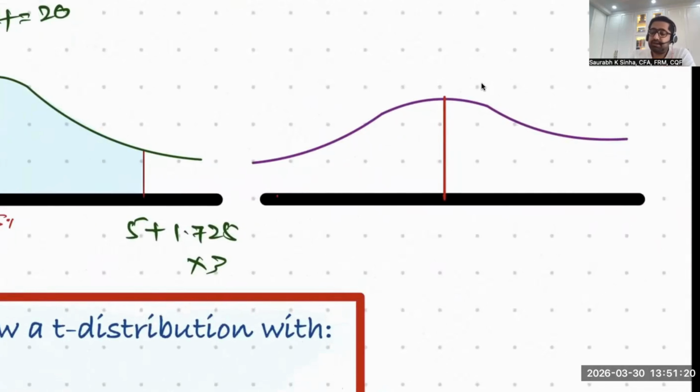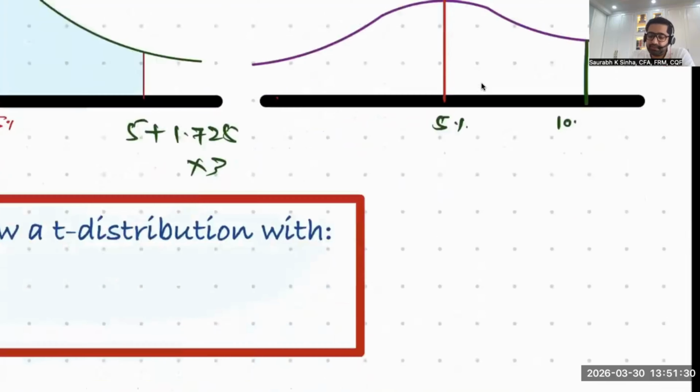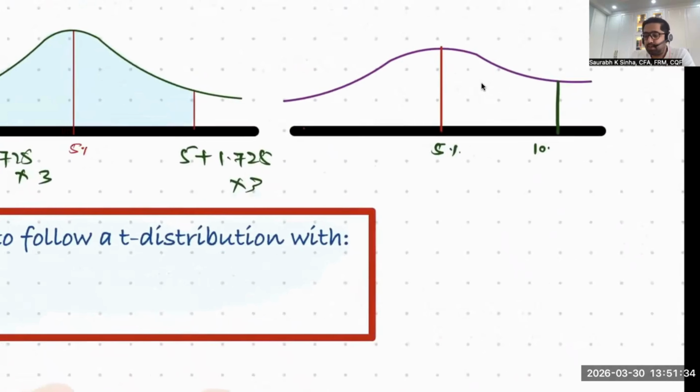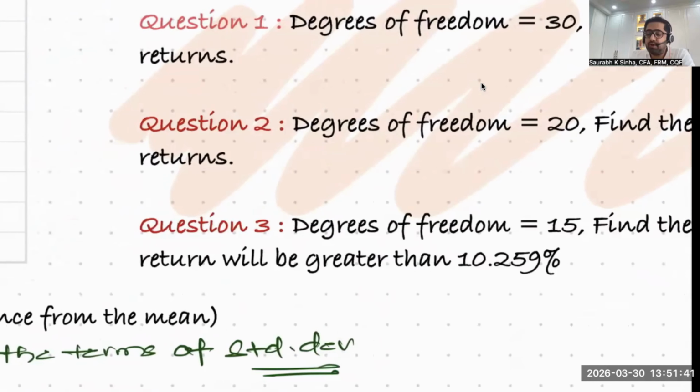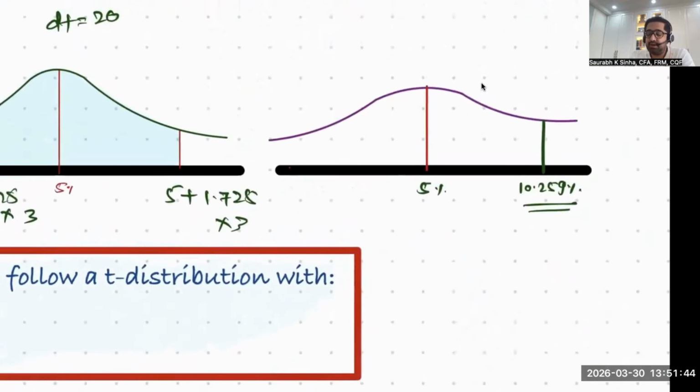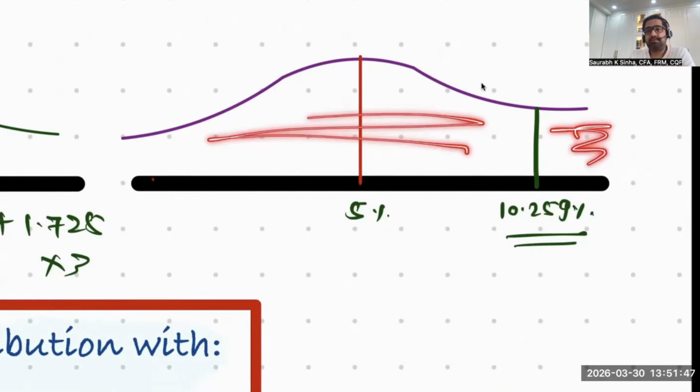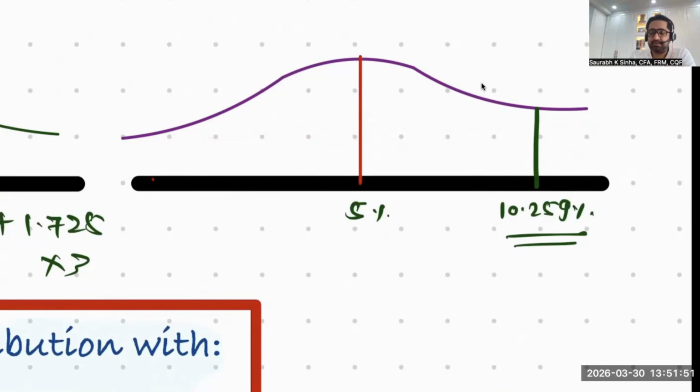So basically, the mean return is still 5%. And you're saying that, hey, in the right hand direction of 5%, there is a value which is 10.259%. And you have to find the probability that the portfolio return would be greater than that. So you are interested in which area? This area or this area? Greater than. So you're interested in this area. If you find this area, this will become the probability because area under the curve in a continuous distribution is equal to probability. So you have to find out what this area is.